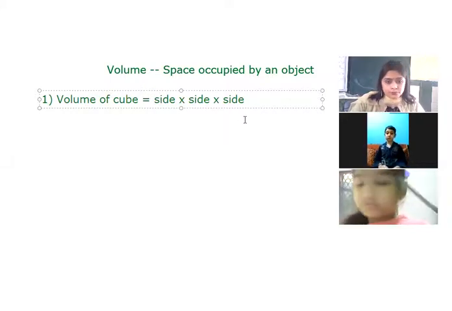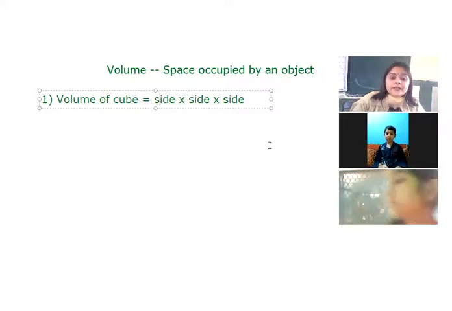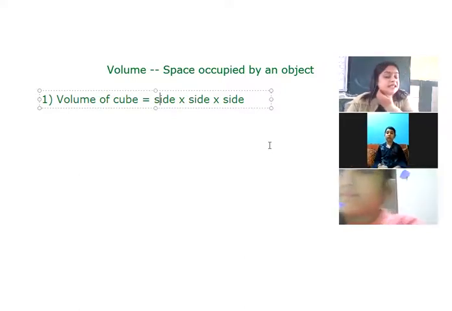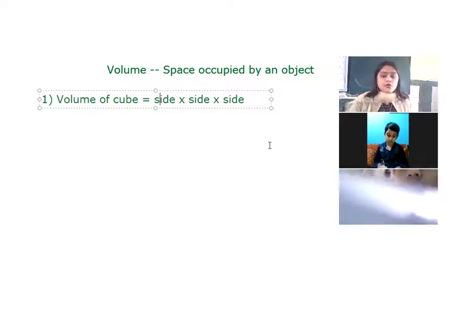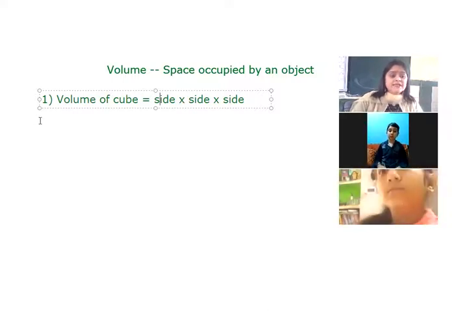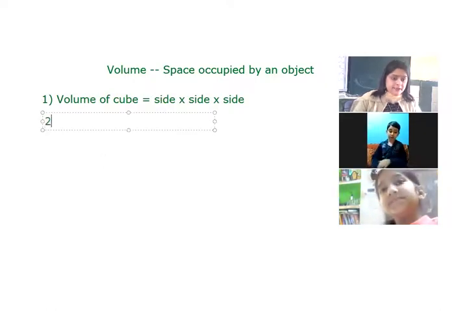Volume of the cube. Okay, we must learn this particular formula. Why have we taken side multiply side? Because all the sides, or we can say the edges of the cube, are exactly the same. That's why we are going to multiply the side 3 times. Okay, clear?